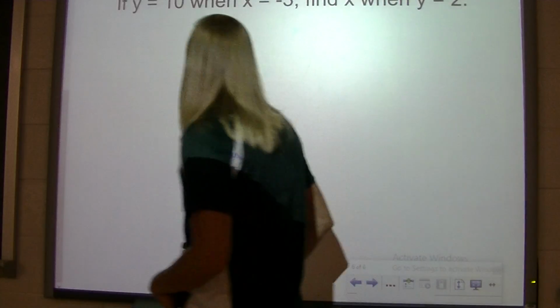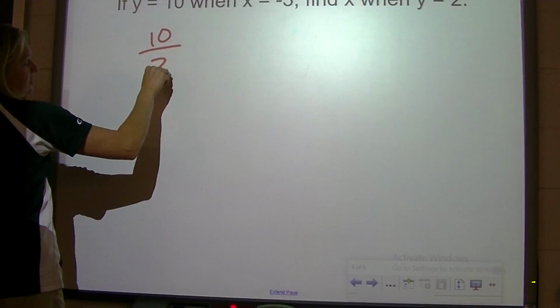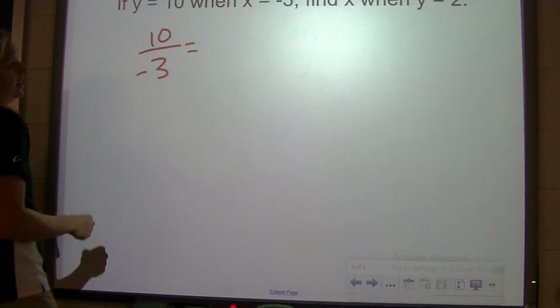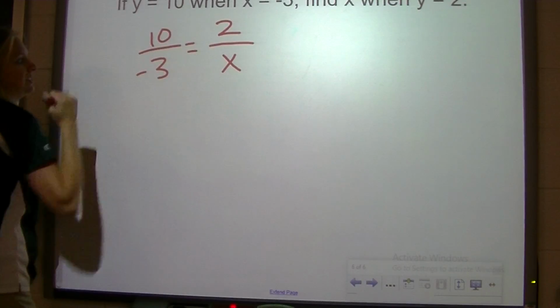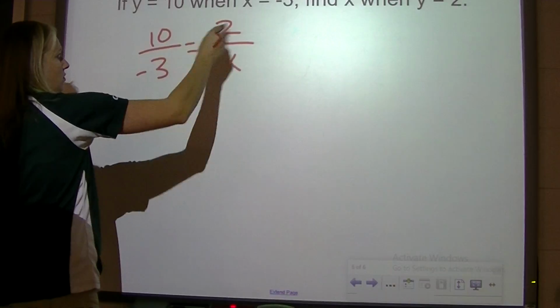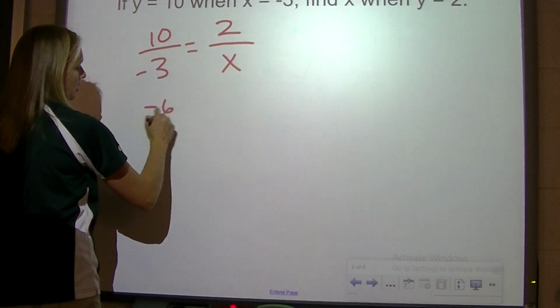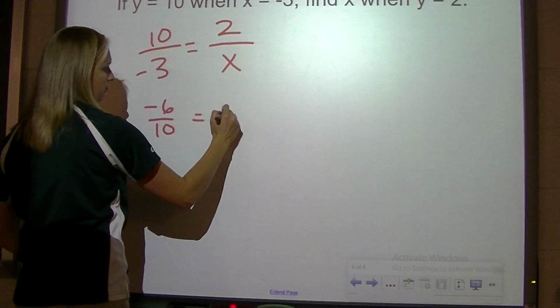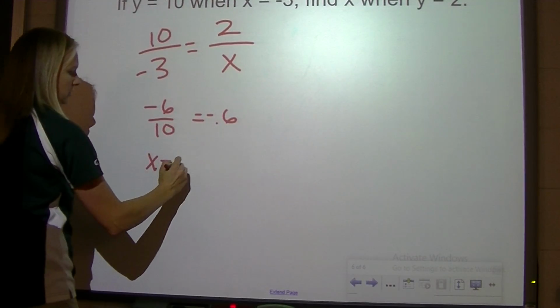Again, both ways here. If y equals 10 when x is -3, find x when y is 2. So our unknown is x this time, so I have to put the x here. And then same thing, cross multiply, that's -6 divided by 10 is -0.6. Okay, so x equals -0.6.